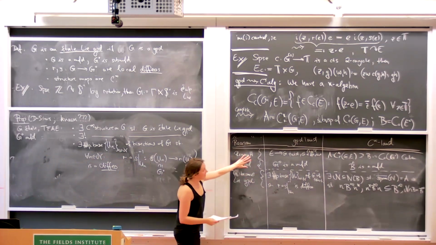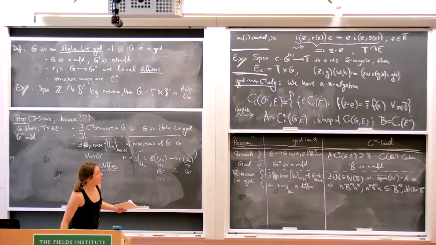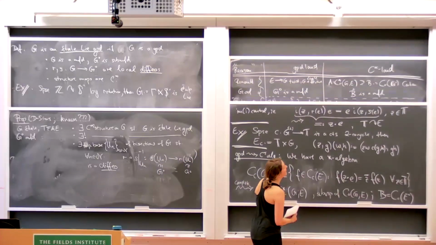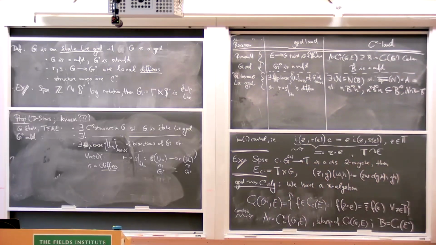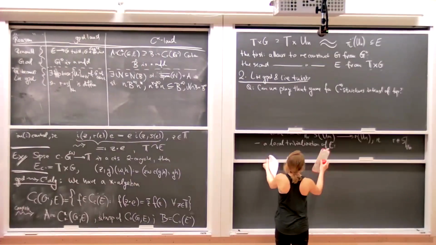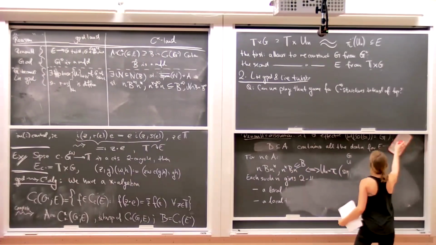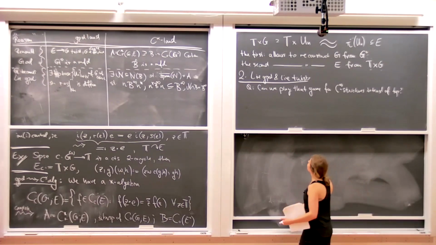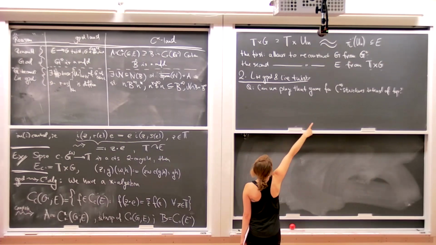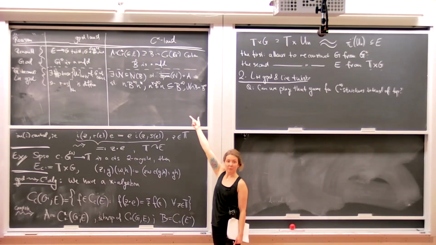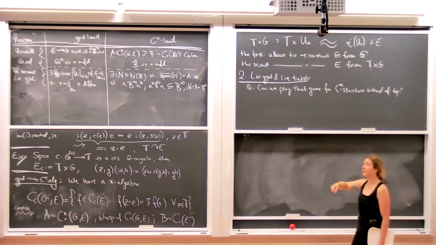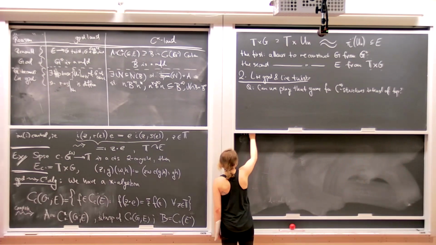Okay, so we have this part of the dictionary, but now I have to move on, right? I have to also talk about twists. And maybe I'll just leave this up here for a moment. And use this. So I was able to do the first for smooth structures. Now I want to do the second from smooth structures. Okay, so I need to make a definition.